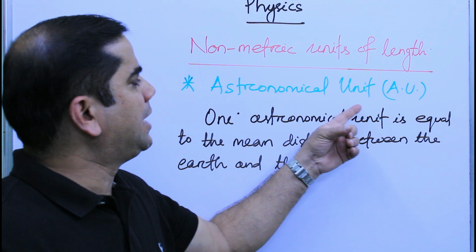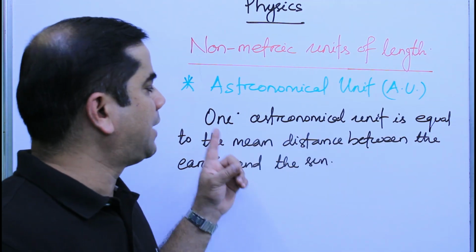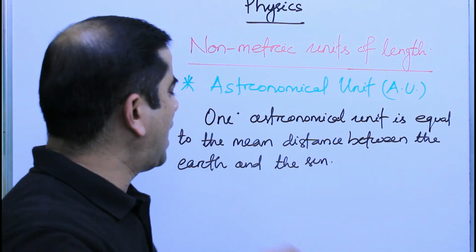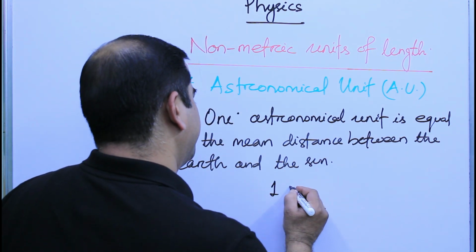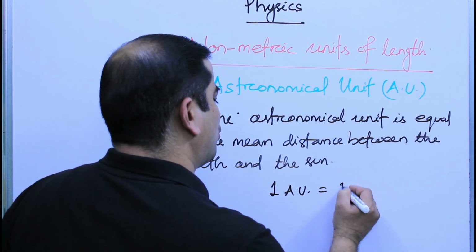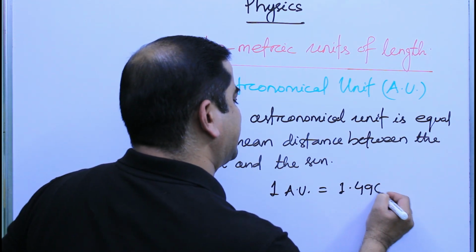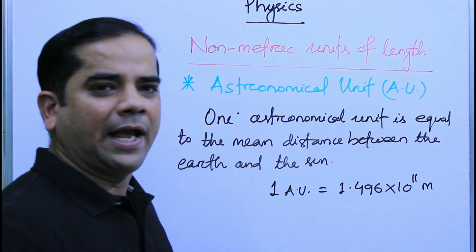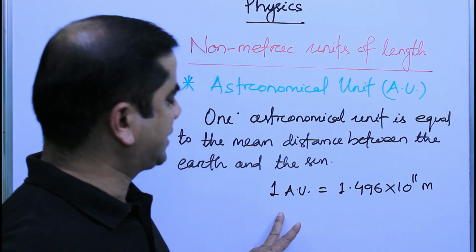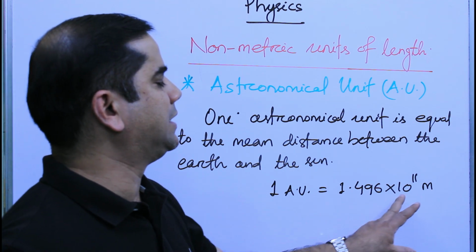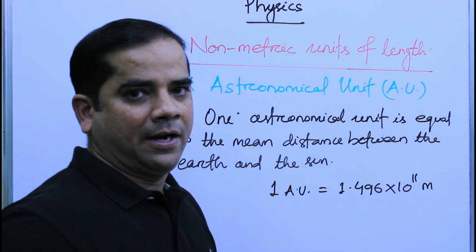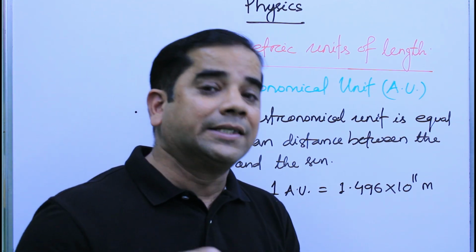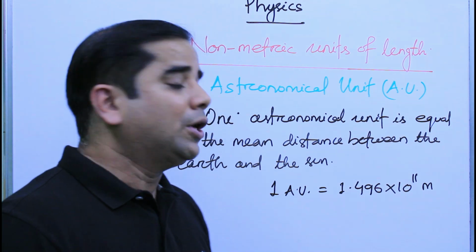Students, astronomical unit or AU is equal to the mean distance between the earth and the sun. And one astronomical unit is equal to 1.496 into 10 to the power 11 meters. You need to remember this, that one astronomical unit is equal to 1.496 into 10 to the power 11 meter. You need to remember the relationship between astronomical unit and meter to answer any questions related to the distance between earth and sun.